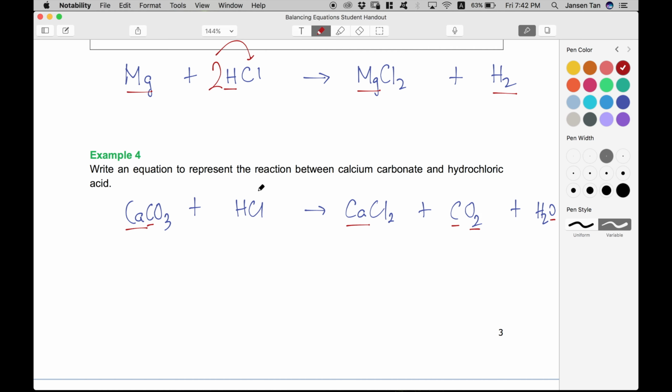Let's look at hydrogen. On the left I have 1, on the right I have 2. So I need to put a 2 in front so that they have the same number of hydrogen atoms on the left and right. And now chlorine is also balanced. Okay, 2 here and 2 here. So there you have it. This is also the balanced chemical equation.